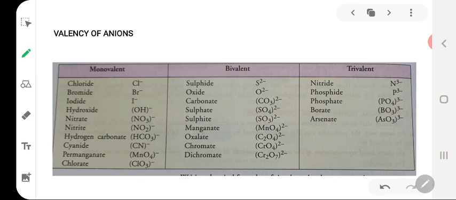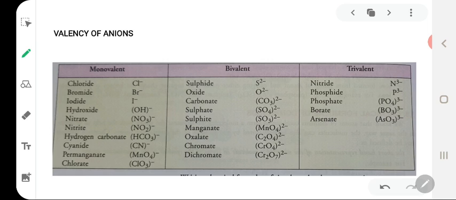The same rule can be applied for the negative ions or anions. So like positive ions, negative ions may also be monovalent, bivalent, trivalent, tetravalent and so on in nature. Going by the present chart that is coming right now on your screen, chloride, bromide, iodide, hydroxide, nitrate, nitrite, hydrogen carbonate, cyanide, permanganate, chlorate, these are all monovalent.